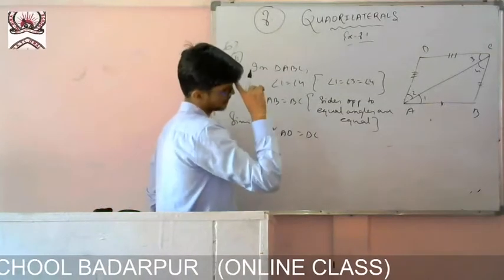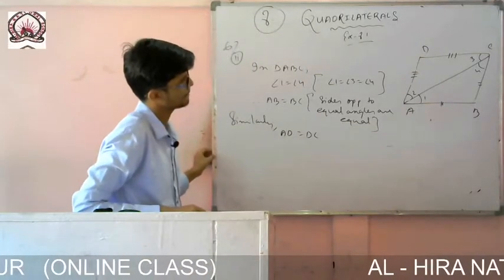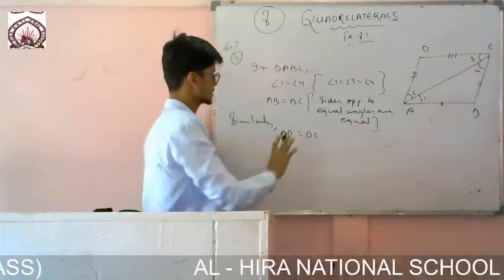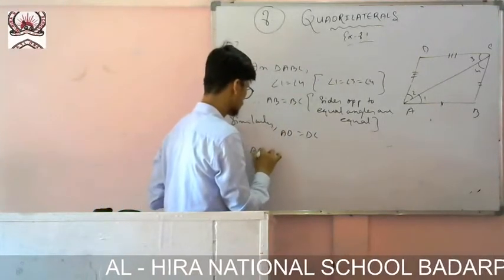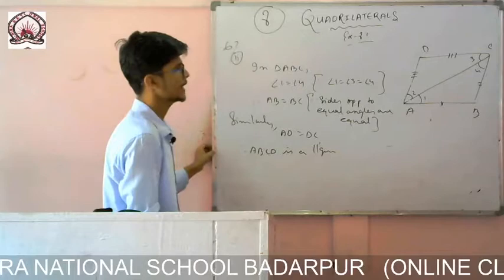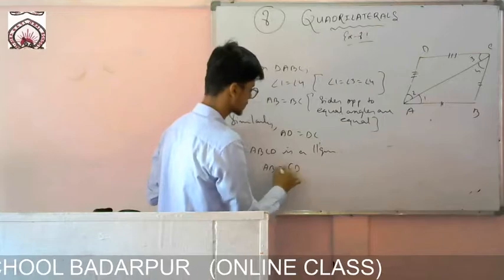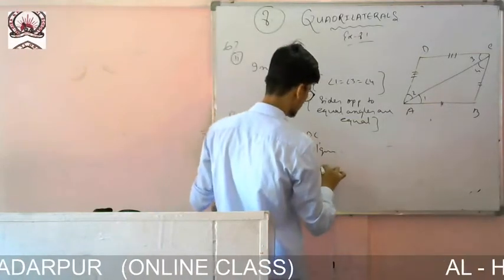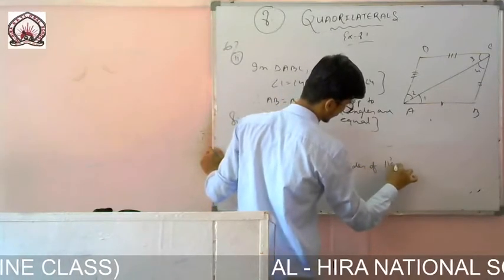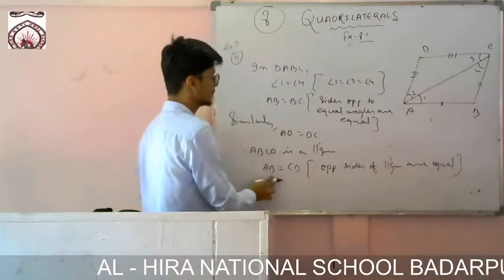So if the opposites... so this is up to this much it is okay. Since in the question it is given that ABCD is a parallelogram, and in a parallelogram opposite sides are equal, so AB is equal to CD, since opposite sides of a parallelogram are equal, AB is equal to CD.